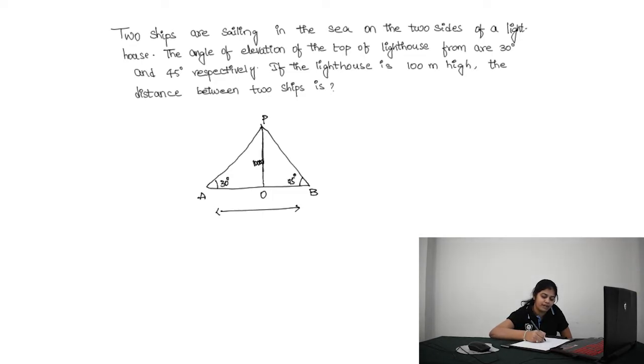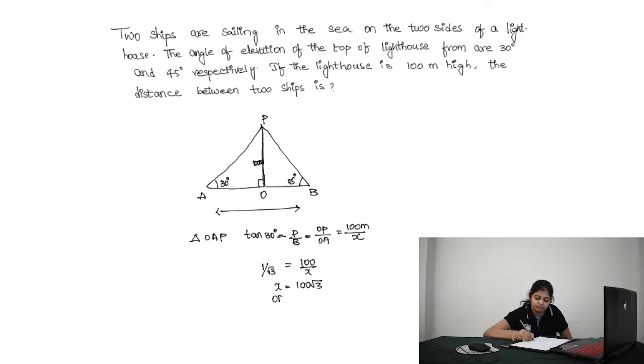From the triangle OAP, we can find tan 30, which is nothing but perpendicular by base, that is OP divided by OA. OP is 100 meters, given; OA we need to find. Let us assume it as X. Tan 30 value is 1 by root 3, so that is equal to 100 by X. So X is 100 root 3. X is nothing but OA.